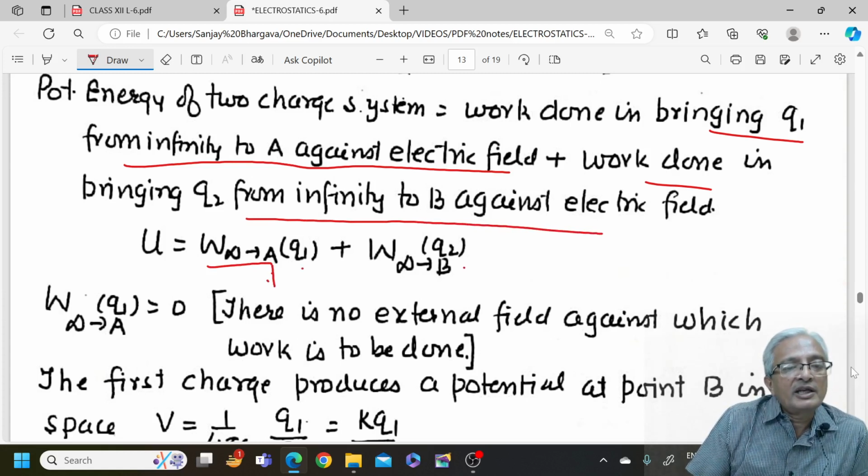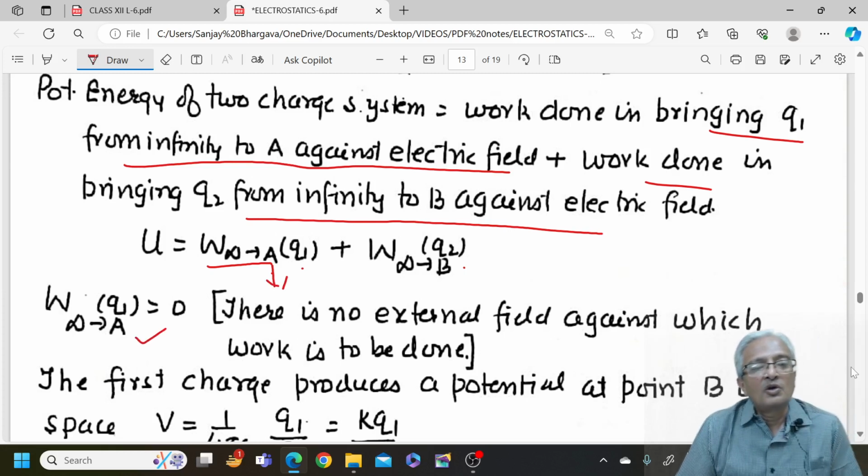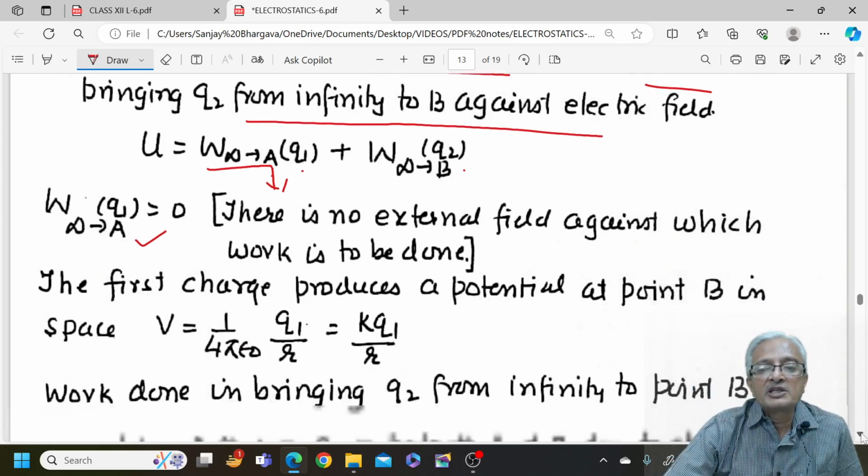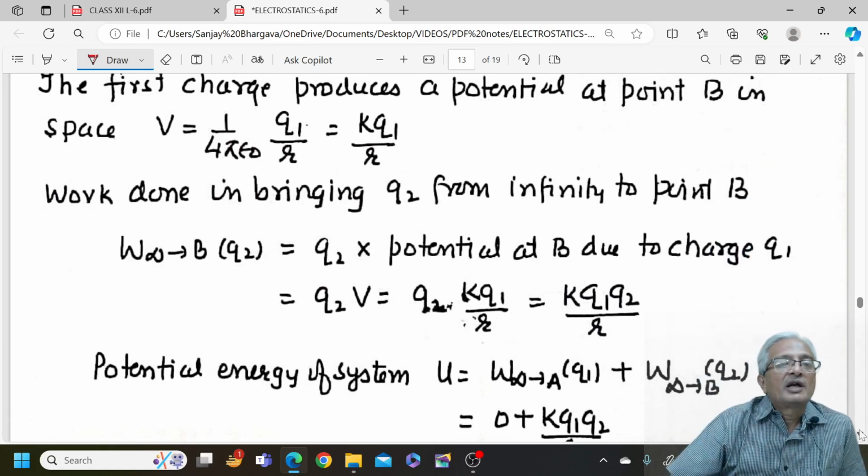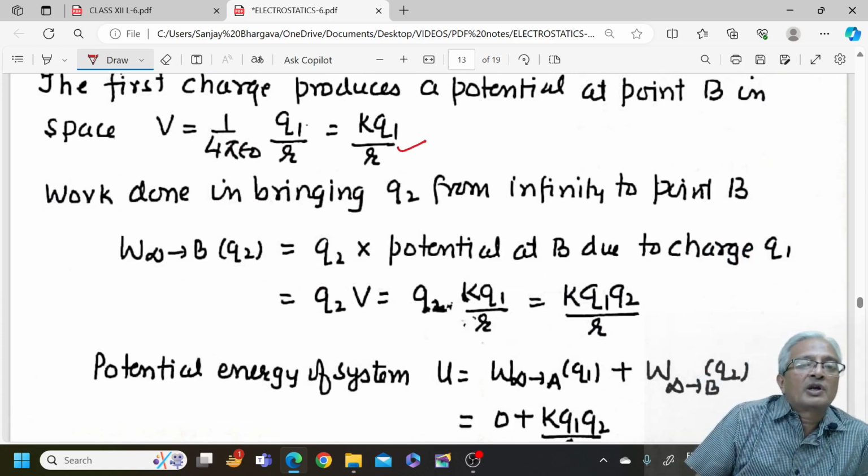But what is the work done in bringing Q1? It comes out to be 0. Why? In absence of any charge, there is no external field against which work has to be done. So the work done comes out to be 0. Without any work being done, Q1 is now placed at point A. This would produce an electric field in space against which the work needs to be done now. So the first charge will produce potential at point B in space. And that potential would be given by K Q1 upon R at point B.